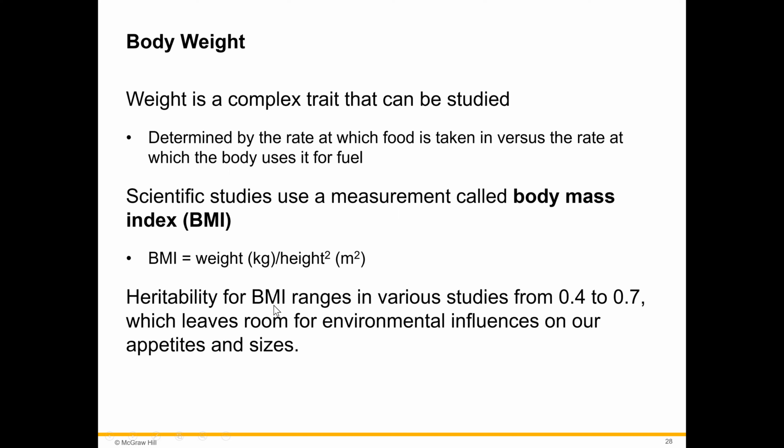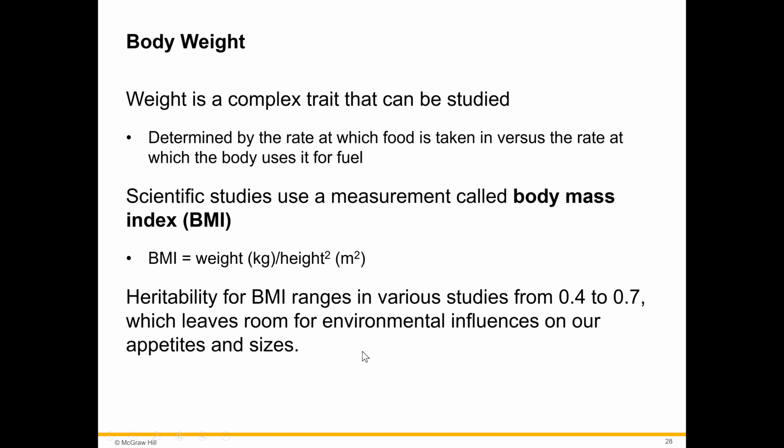Heritability of BMI ranges in various studies from 0.4 to 0.7, which leaves room for environmental influences on our appetites and sizes. So our body mass, or how fit we are, whether we are overweight or obese, is 40 to 70% heritability.